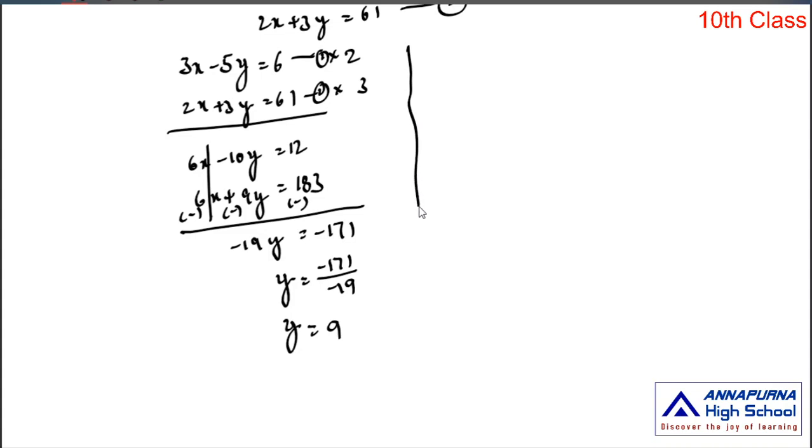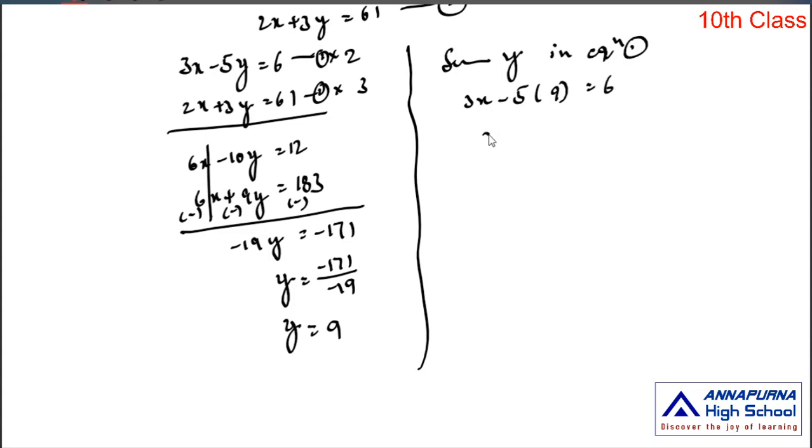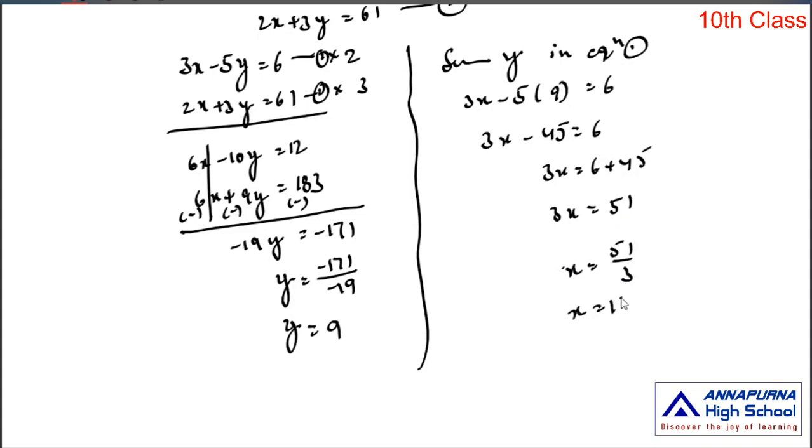Now substitute this y value in equation 1. Here the equation 1 is 3x minus 5y is equal to 6. So 3x minus 5 into y, 9, is equal to 6. So 3x minus 45 is equal to 6. 3x is equal to 6 plus 45. 3x is equal to 51. x is equal to 51 by 3. x is equal to 17.